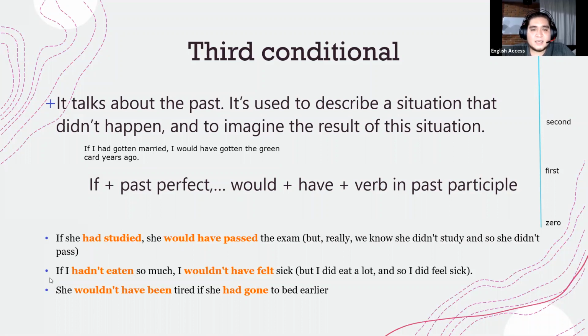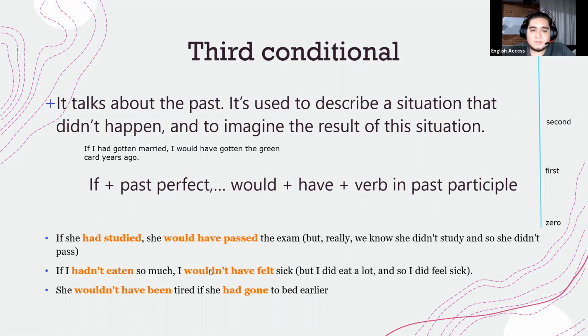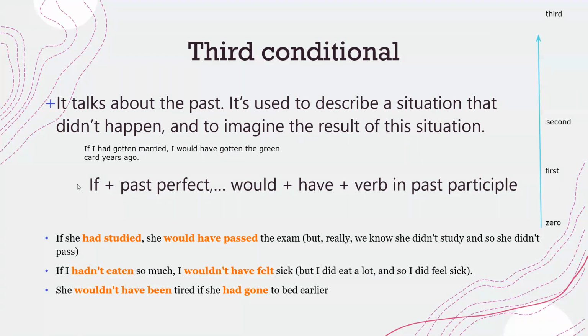Second example, please, Juvia, help. If I hadn't eaten so much, I wouldn't have felt sick. But I did eat a lot, so I did feel sick. Thank you. Again, past modal and if plus past perfect. And the last one, Ila, please. She wouldn't have been tired if she had gone to bed earlier.